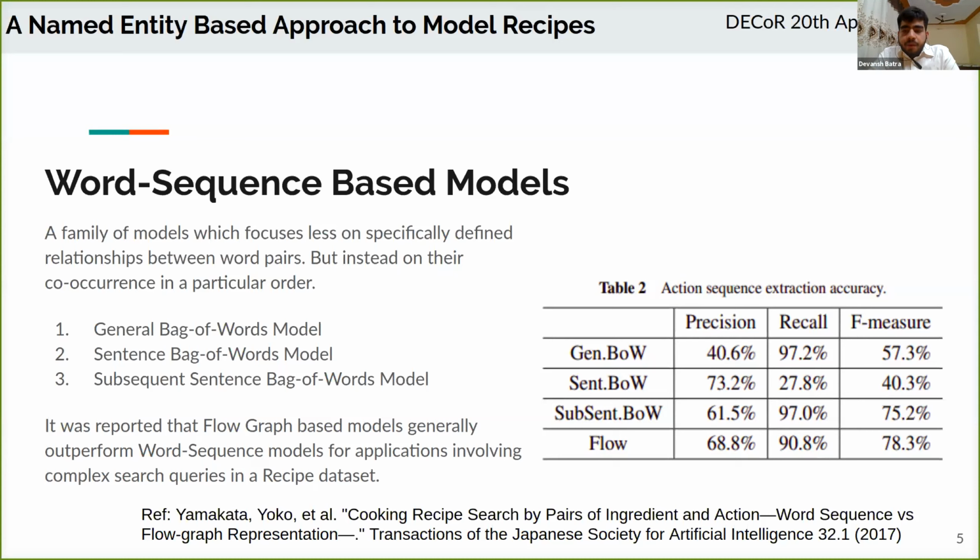And it was found that for search-based applications in cooking recipes, that is, giving complex search queries, for example, I want to search for a recipe which belongs to a certain cuisine, uses a certain ingredient, and has certain utensils which I have available, the flow graph based method presented in the earlier slide by Shinsuke Mori et al. clearly outclassed all of these word sequence based models when it was first introduced, which is why graph based models have been focused on in recent years.